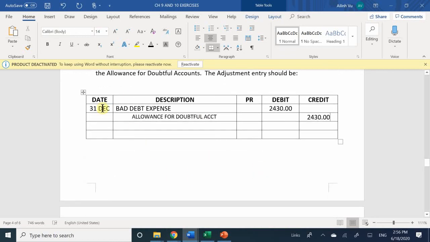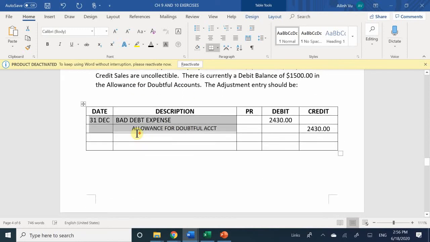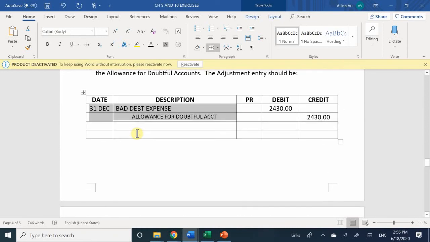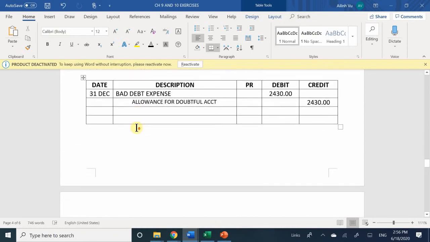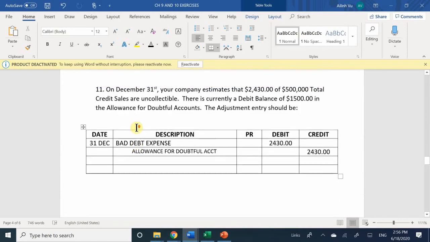Okay, I get it now, since they don't deal with accounts receivable. Exactly, and then this other part doesn't even matter. Seeing the words total credit sales, that means the other part doesn't matter. So how did we do that? We did bad debt expense and then the allowance.